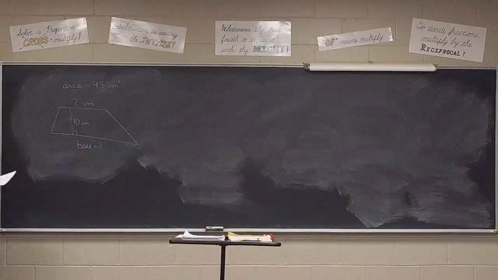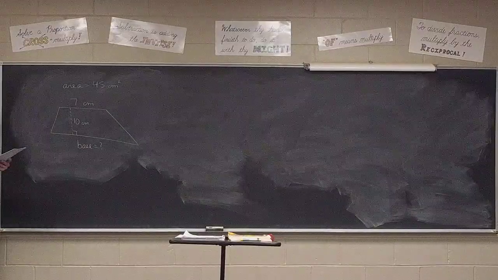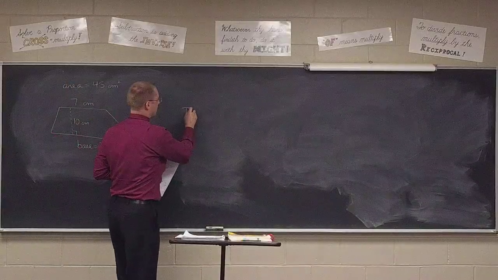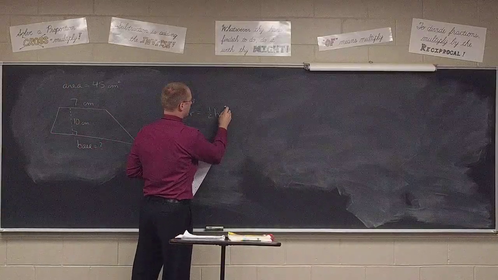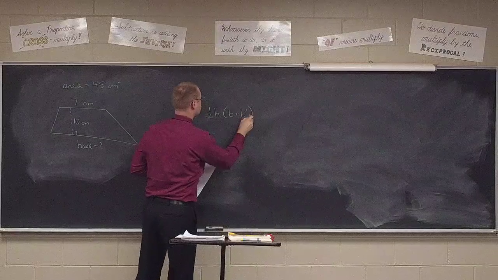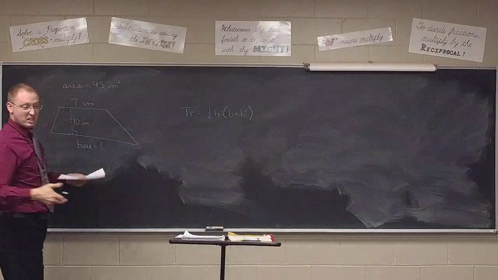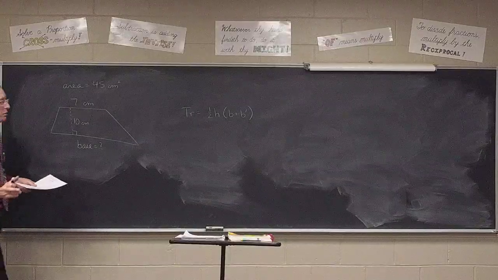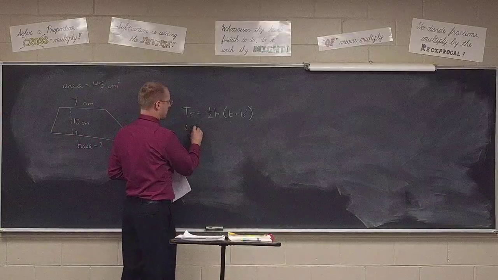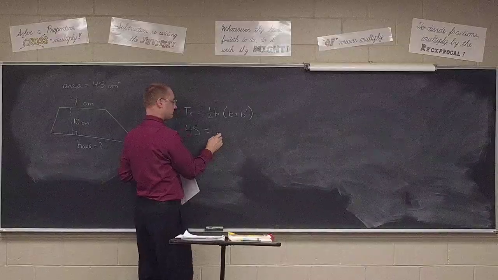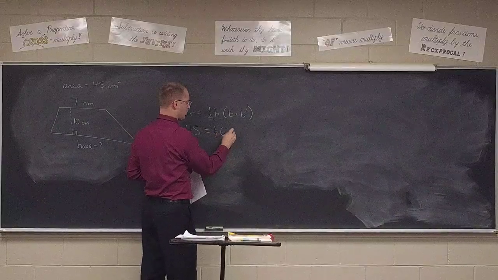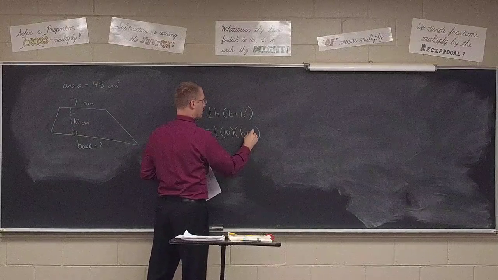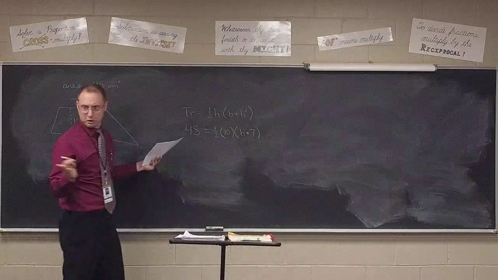Probably, Chris, what we should start by doing is writing out your formula. Which is? A_tr equals half of h times b plus b prime. And then plug in the numbers, right? We do have lots of numbers. So how should we plug in numbers? 45 cm squared equals half of 10 times b plus 7. There you go, just plug in the numbers.